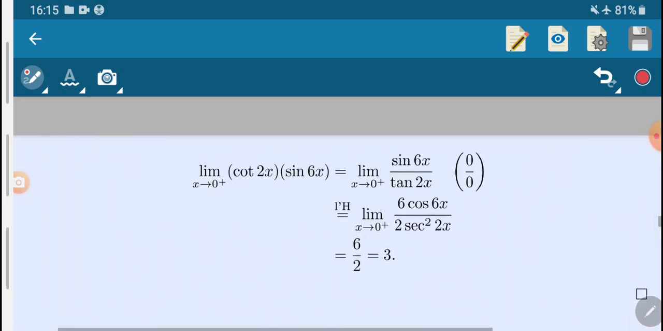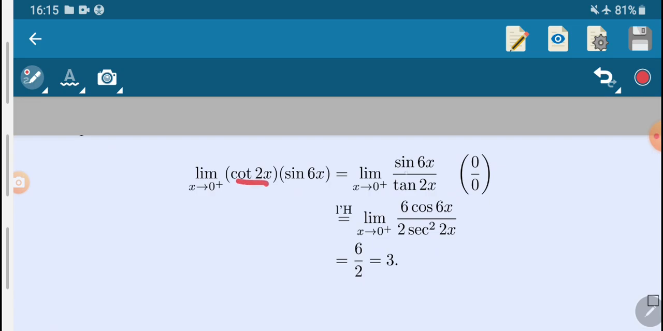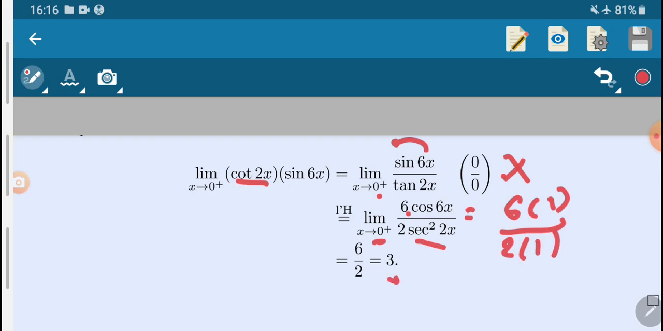I rewrote cotangent 2x in the form of 1 over tangent 2x and replaced x by 0, it becomes 0 over 0, so it's wrong. I have to rewrite the limit. Using the L'Hopital theorem, I can take the derivative up. Sine 6x becomes cosine 6x times 6, the derivative inside. Tangent 2x is secant squared 2x times 2. Replace x by 0. Cosine 0 is 1. Oh my God, it's 6 by 1. Secant 0 is 1. It's 2 by 1. So it's 6 over 2, which is 3. It's very easy.